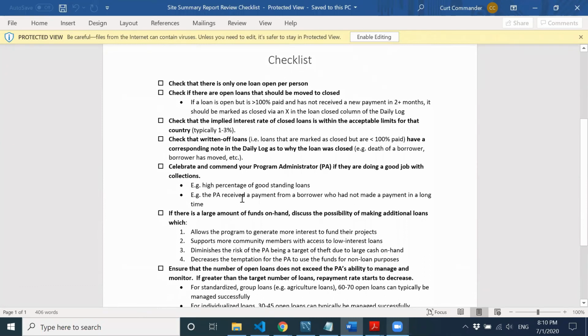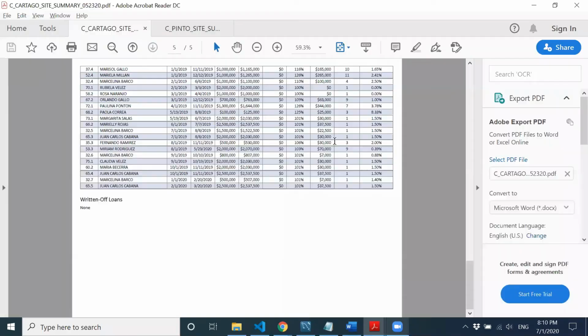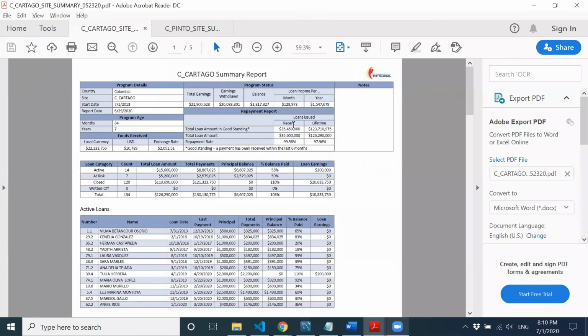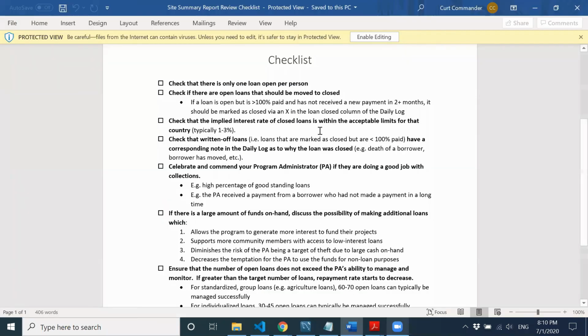And then celebrate and commend your program administrators if they're doing a good job with collections. One way to see how well they're doing with collections is looking at the repayment rate, which is up here in this top section. It looks like Cartago is doing pretty well right now. They have a 99% recent repayment rate, and 97% over the lifetime. So they look pretty good, and that's something you can commend the program administrators about. That's right here in this section.